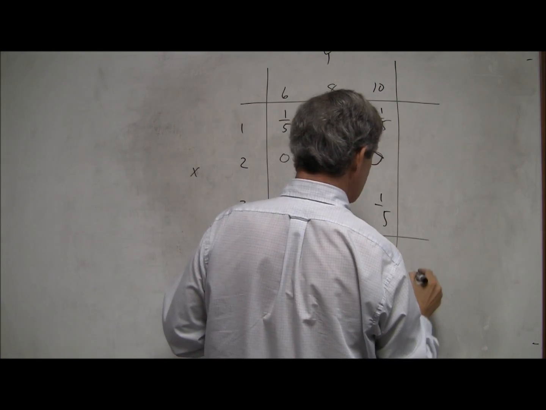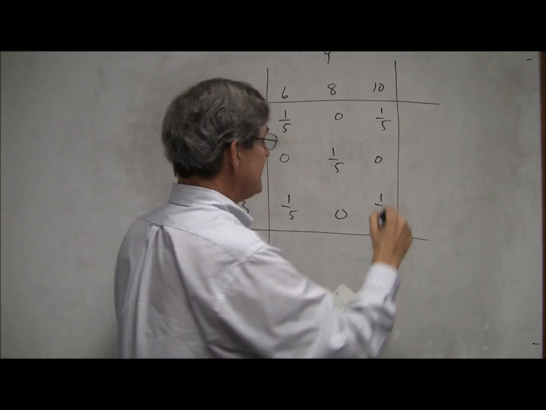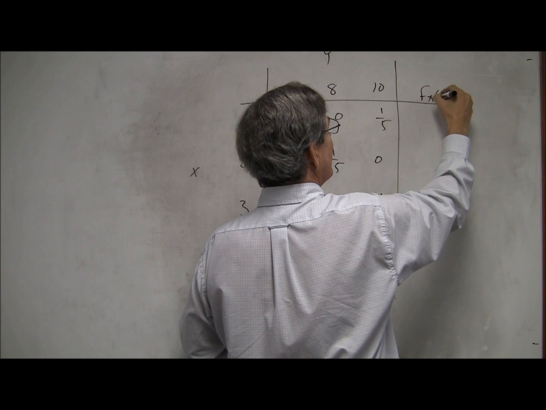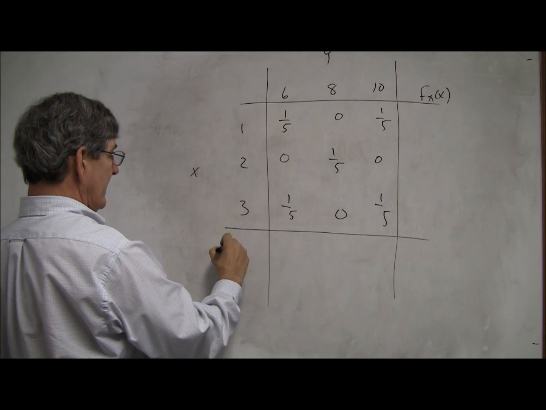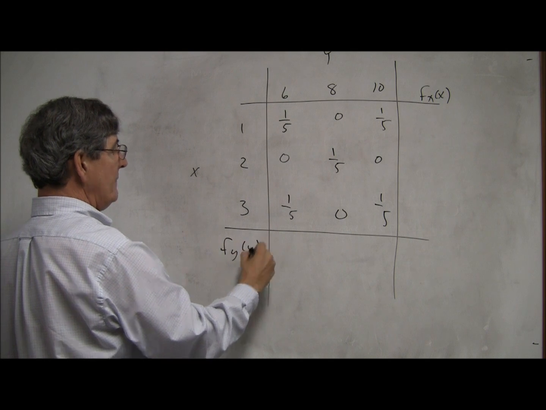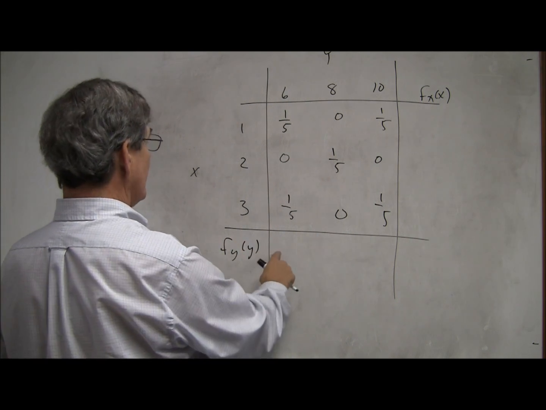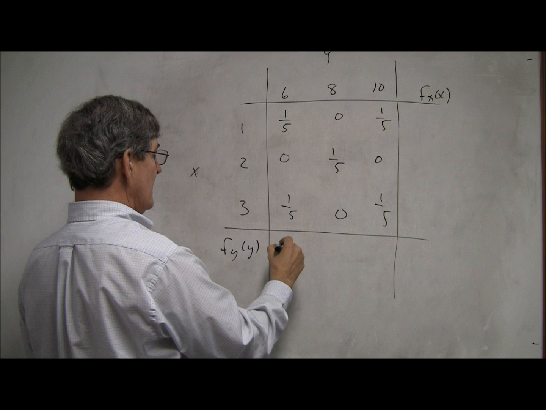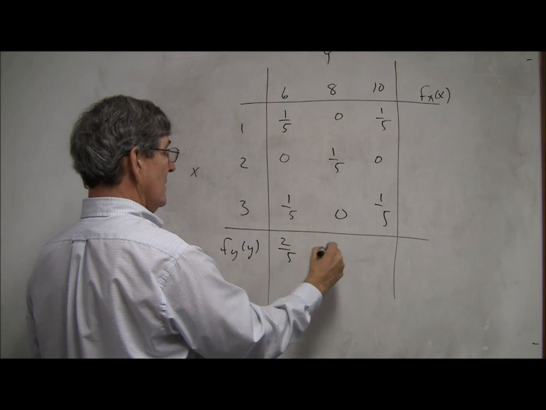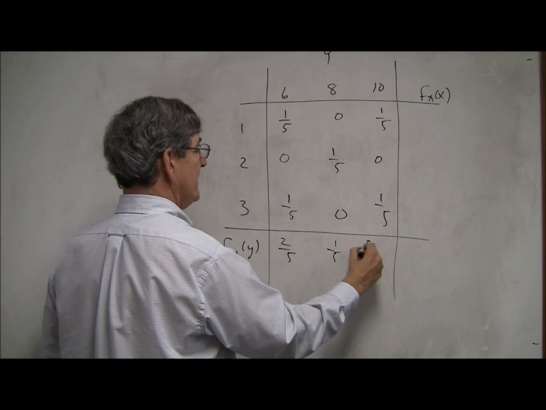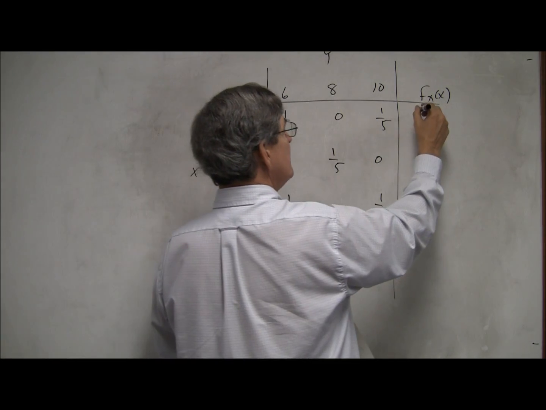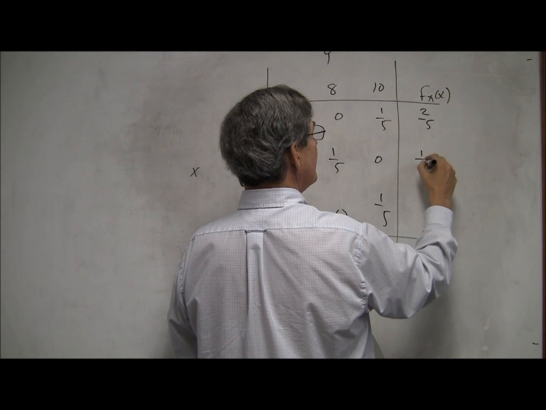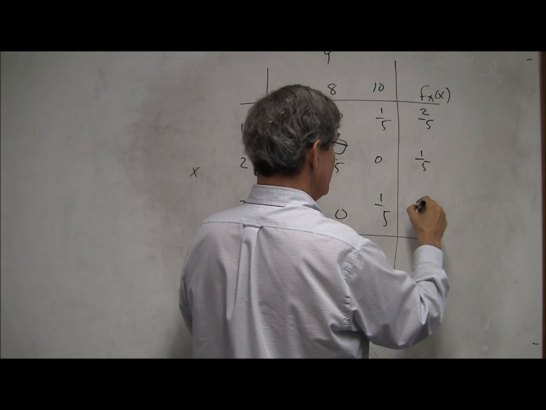Now you look at the marginals. So this is fx of x. Inside here is fxy of x and y. And over here is fy of y. Remember, the way you get the marginal for y is you sum over the x values. So this is 2/5, 1/5, and 2/5. And these have to sum to 1, and they do. This one's 2/5, 1/5, and 2/5.